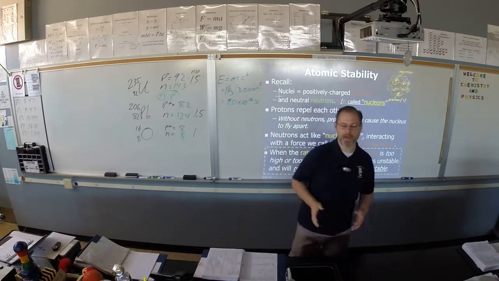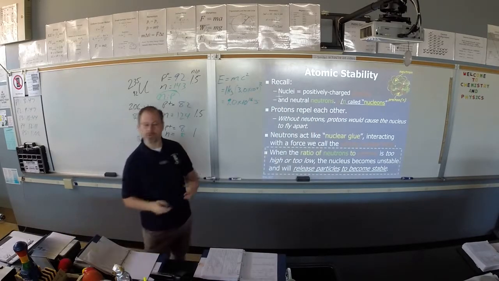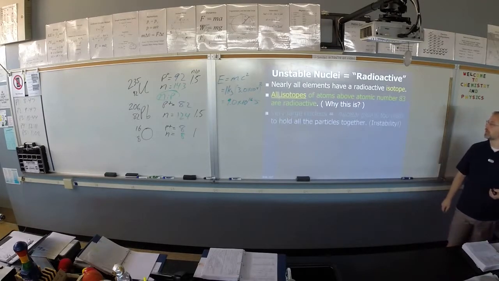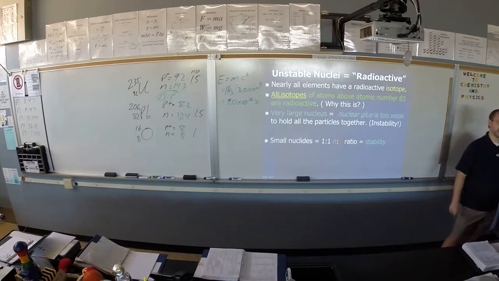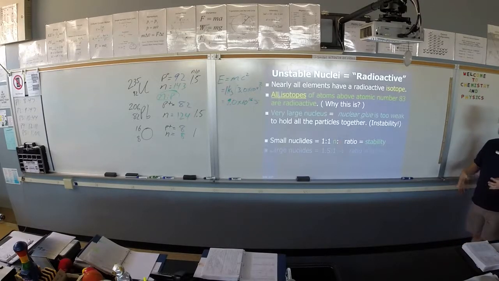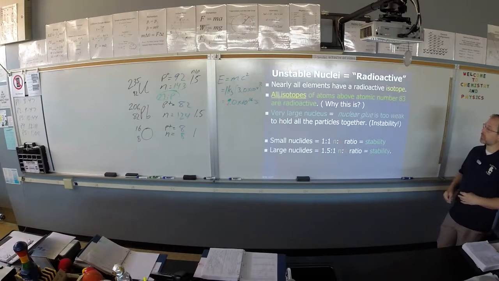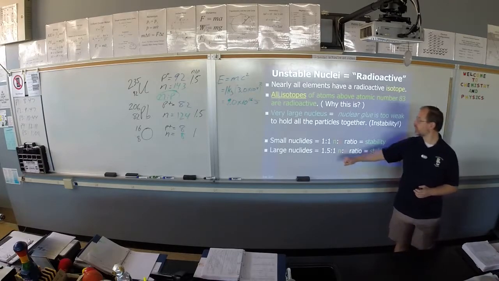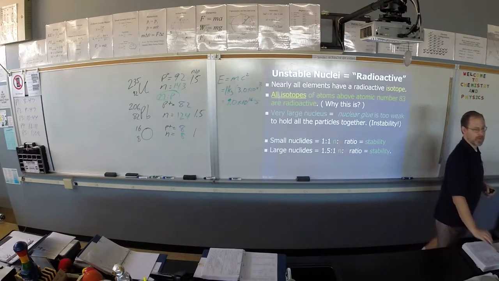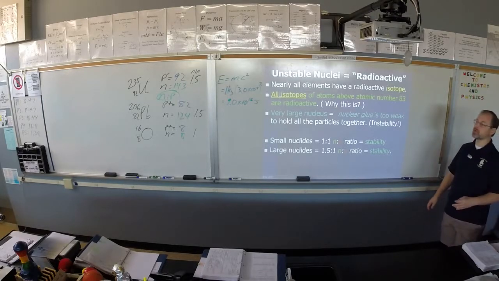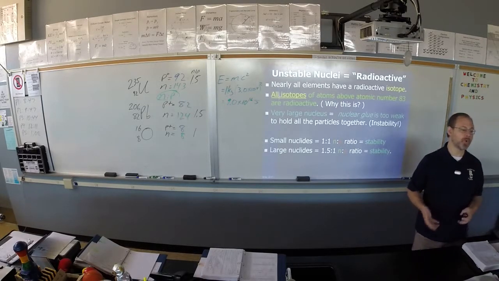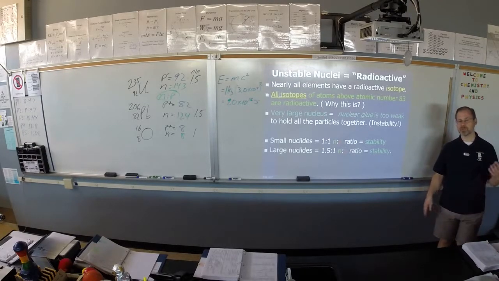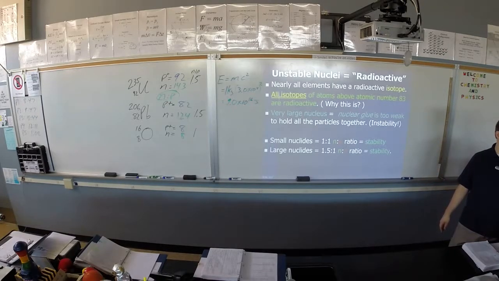For large nuclei, the protons start to overwhelm the glue, so you need more neutrons. For a small nucleus, a 1-to-1 ratio is good. For a large nucleus, a 1.5-to-1 ratio is good. So for larger nuclei, like uranium and lead, you need 1.5 as many neutrons as you have protons. For a small nucleus, nitrogen, sodium, magnesium, 1-to-1 is a good ratio.